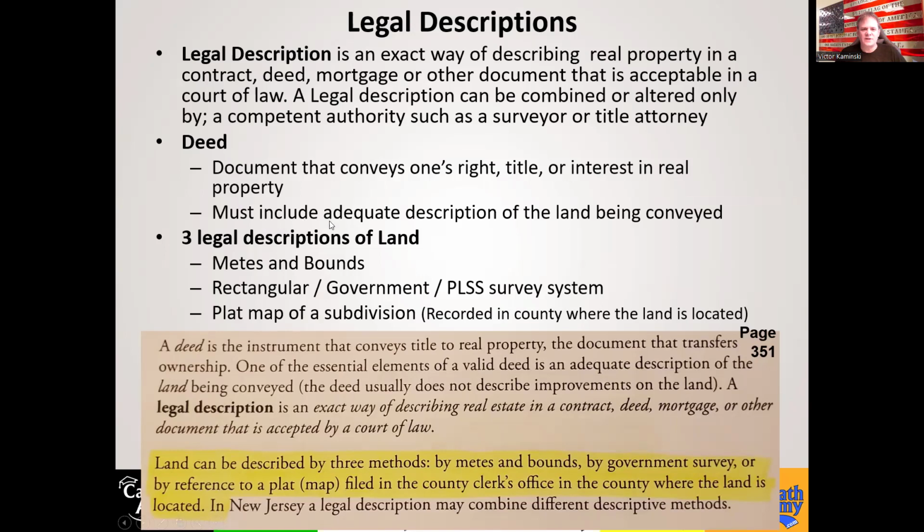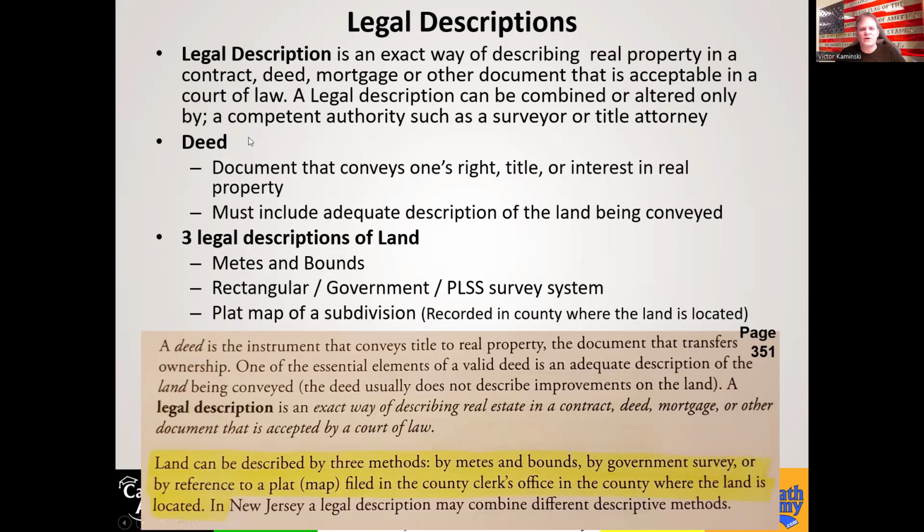So deeds must include an adequate description of the land that is being conveyed, or the right that is being conveyed. Now, deeds are not proof of ownership, but they are the documents that are used to transfer it.